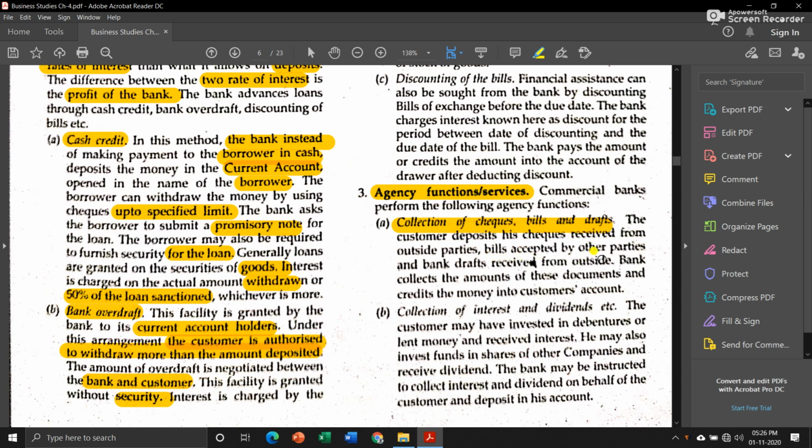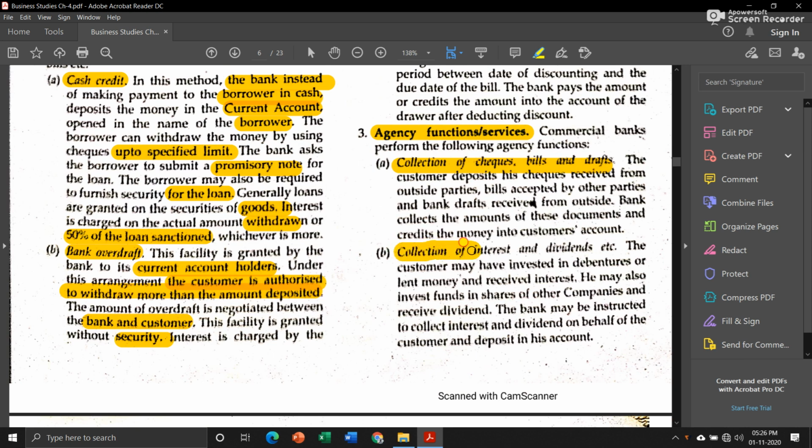If you have received any check, bill or draft from any third party, then the bank collects the amount of these documents and credits the money into the customer's account. You can just give those checks, bills and drafts to the bank, and the bank, on your behalf, will collect the amount from your customer.